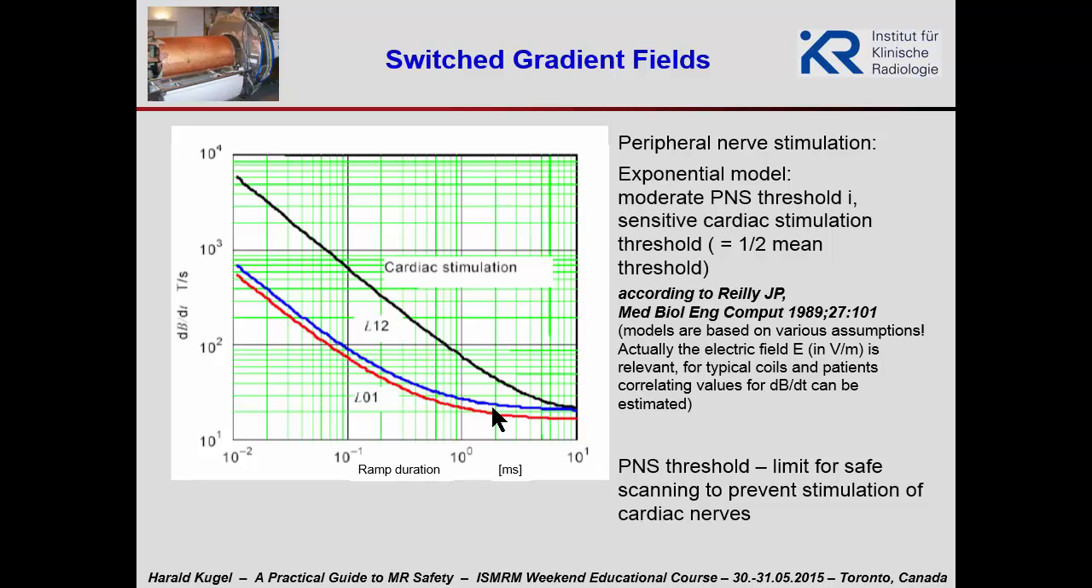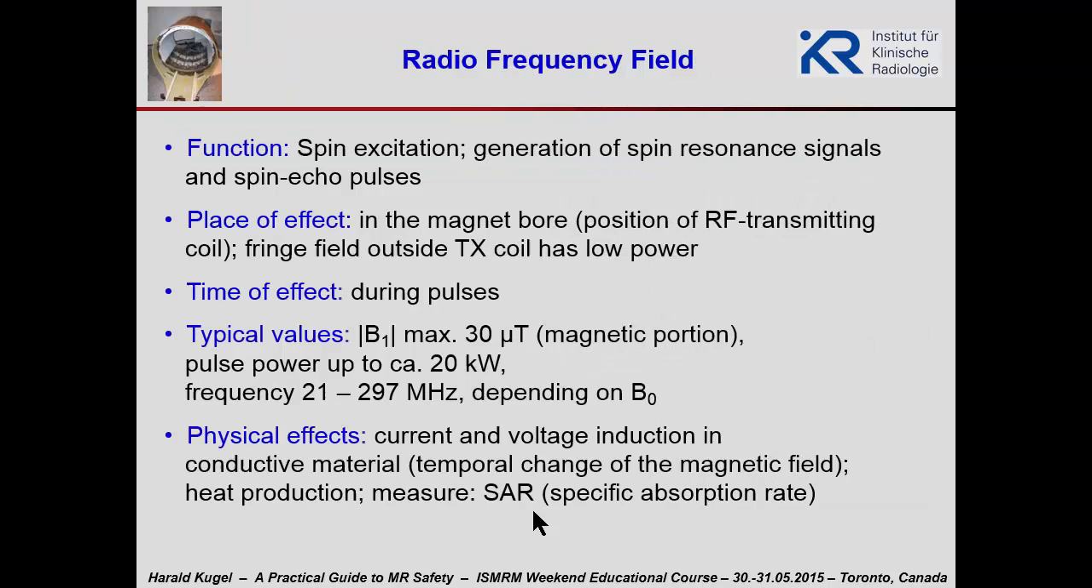The problem is that organ nerve stimulation, especially cardiac stimulation, must be avoided. And if you are above the level of peripheral nerve stimulation, then you don't know how far you are away from cardiac stimulation. This is the reason why the peripheral nerve stimulation threshold is used as a limit for safe scanning to prevent stimulation of cardiac nerves, which means if peripheral nerve stimulation occurs, you have to stop the scan.